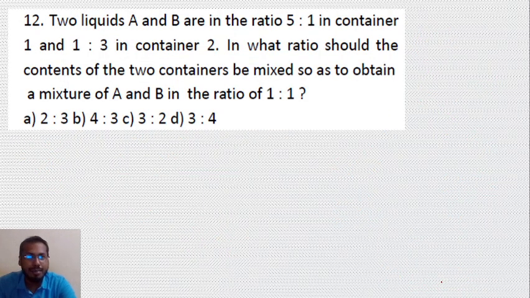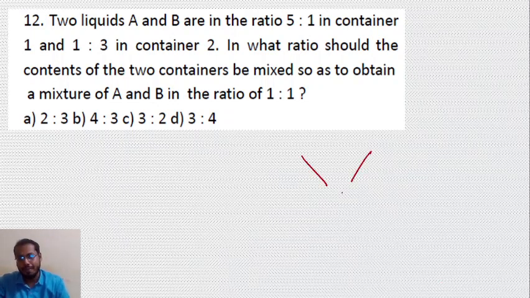Two liquids A and B are in the ratio 5:1 in container 1 and 1:3 in container 2. In what ratio should the contents of these two containers be mixed so as to obtain the mixture A and B in ratio 1:1? So as usual, same job.